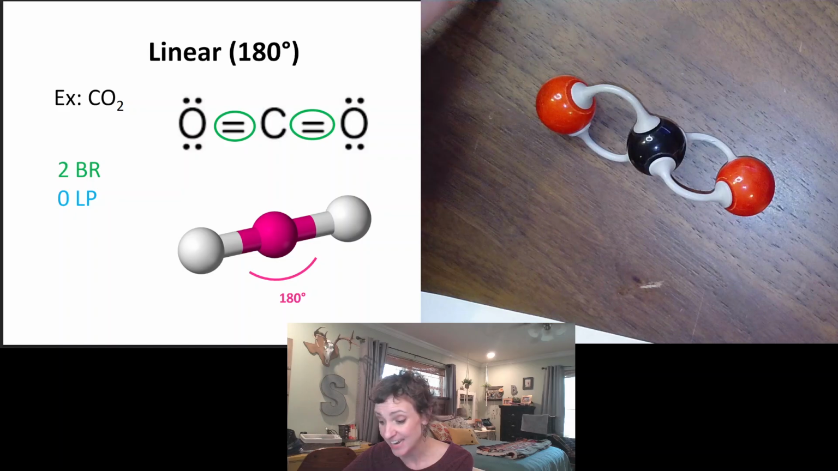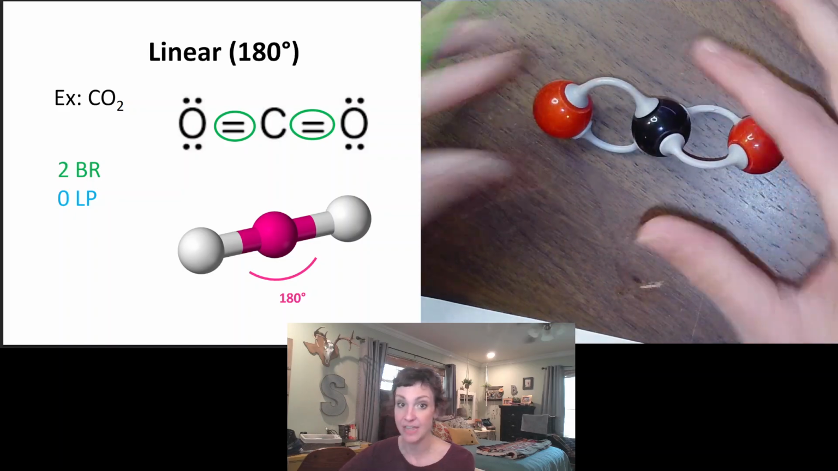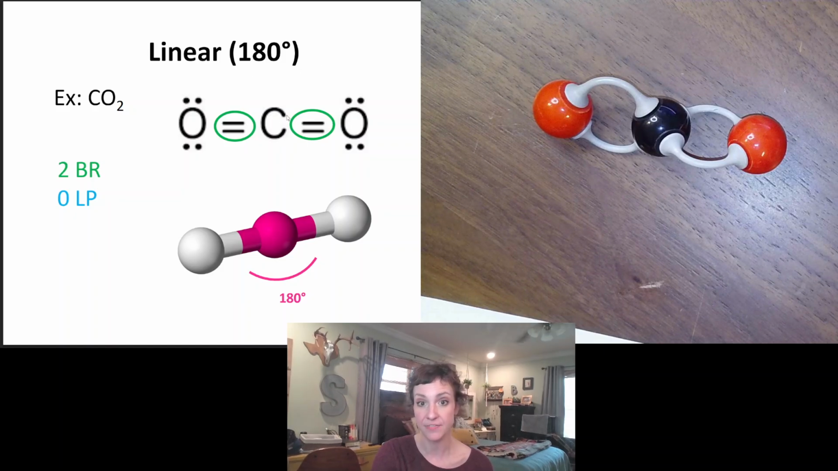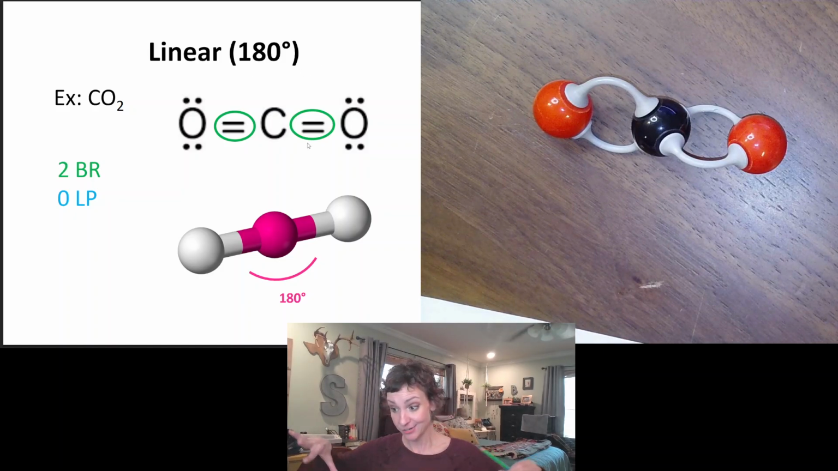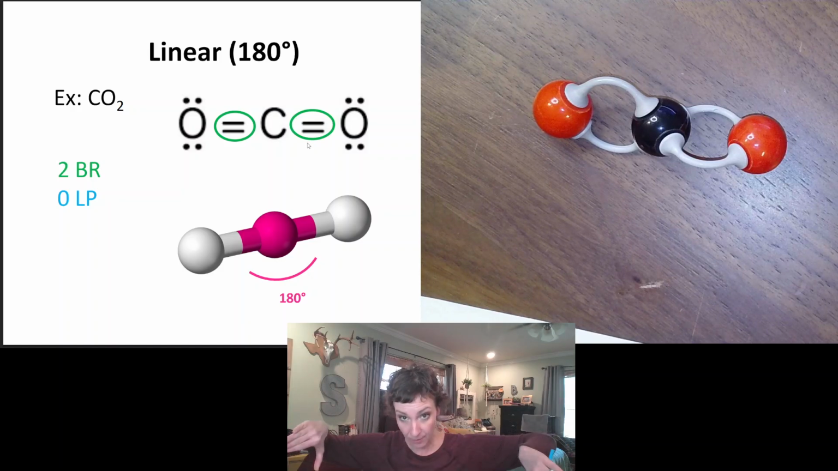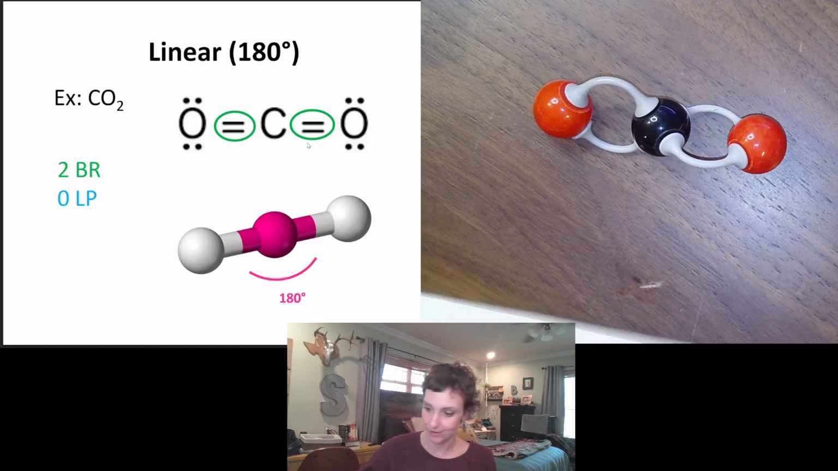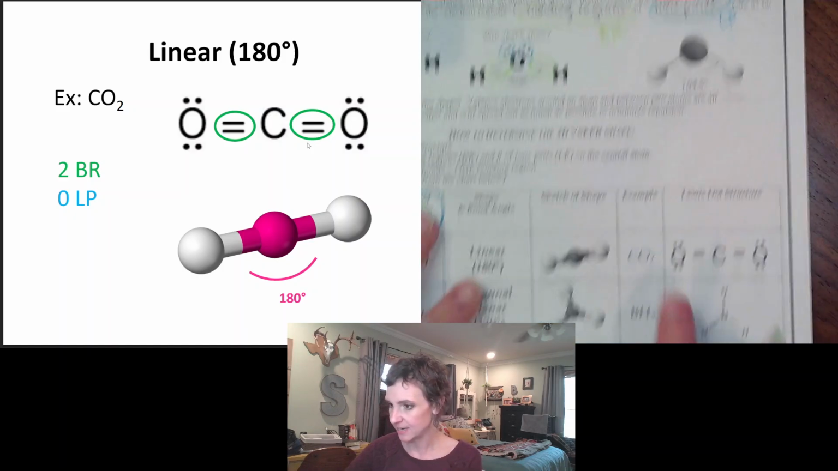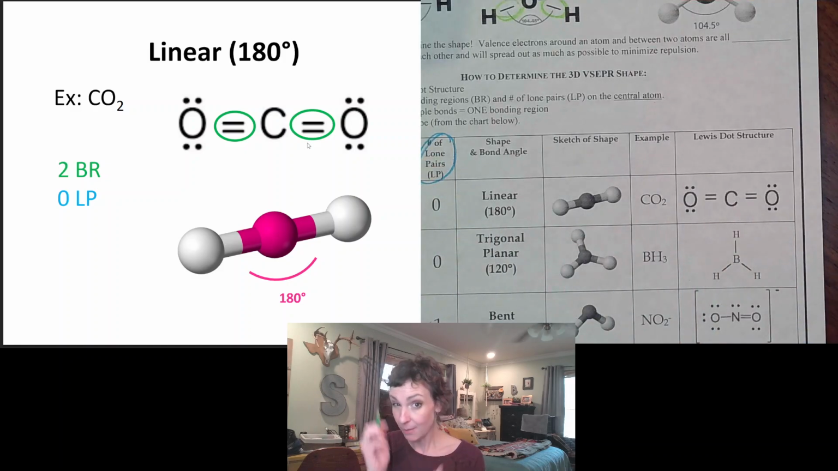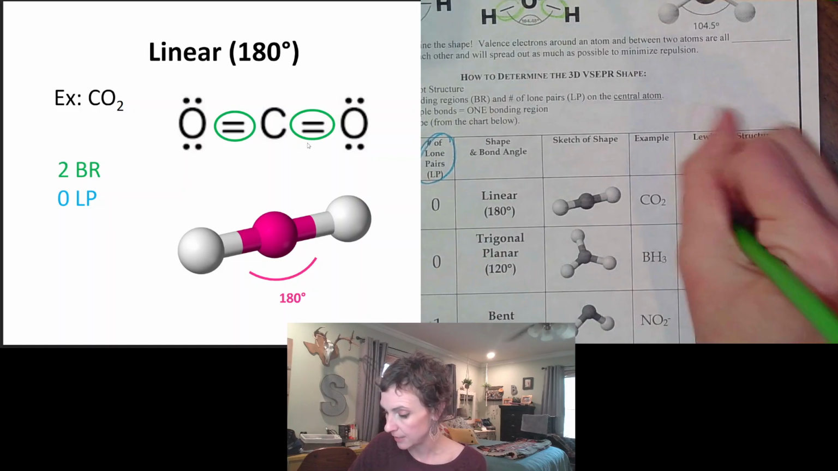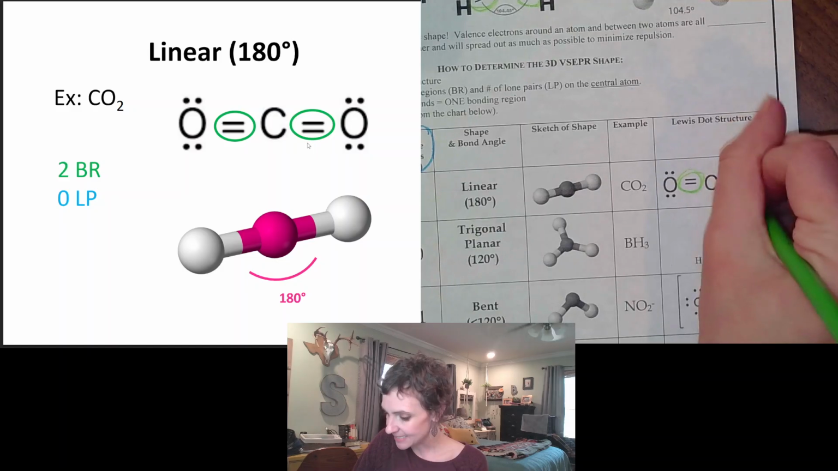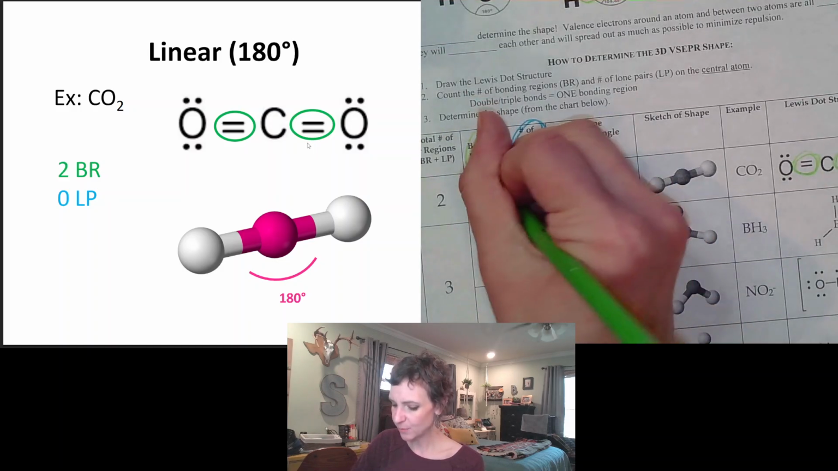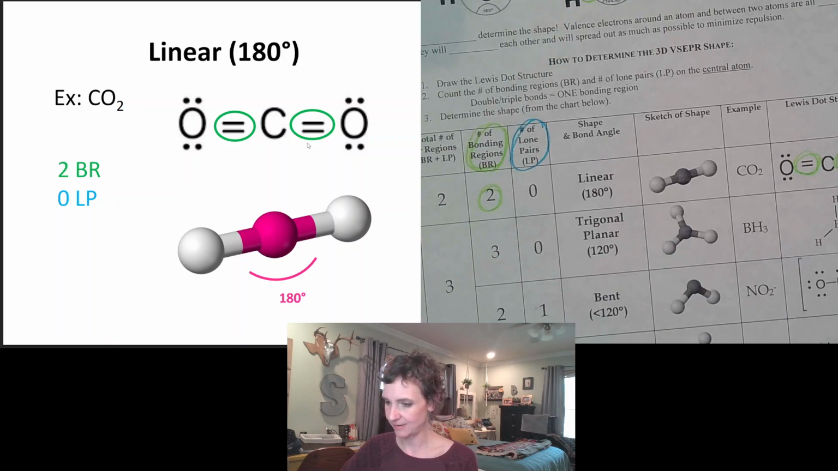Now, the reason for this is that my carbon does not have any electron pairs up here. Nope, nothing. So all of the electrons are in these two double bonds, so they're going to get as far away from each other as possible, which just happens to be a 180-degree angle. What is important for you is that I can go to my Lewis dot structure right here and circle my bonding regions with my green. I do not care if it is a double bond. That counts as one bonding region. That's where I get my two bonding regions.